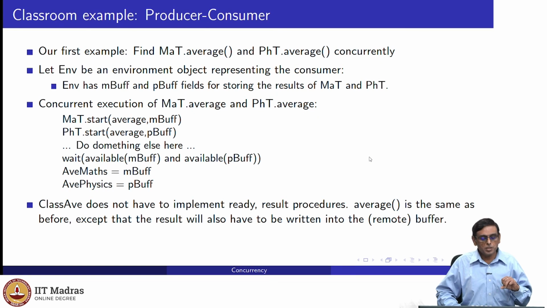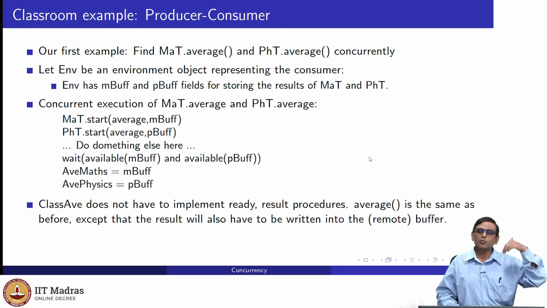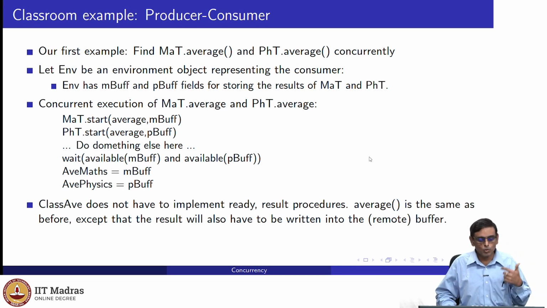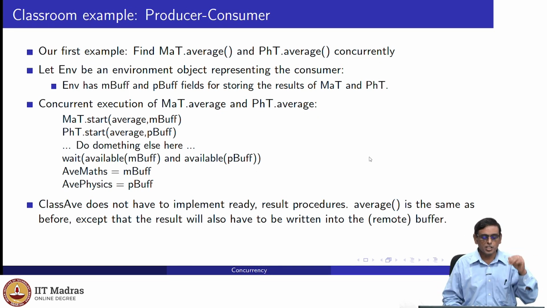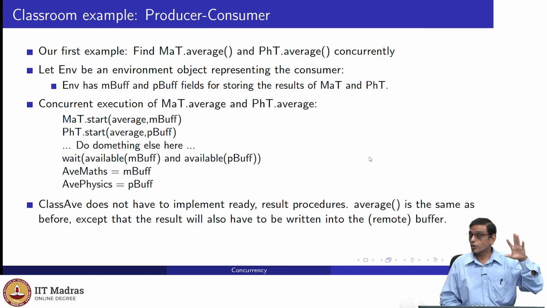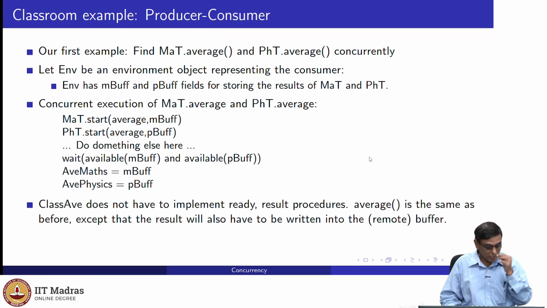So average is just the same as before, except that at the end of average, after computing average, instead of setting some flag to true so that ready can be called to find out whether or not it's finished, what average is doing now is writing its result in a buffer. Now remember, this buffer is in the environment. So average is writing the result in a remote buffer, in a buffer that is far away. Okay, it will write it there.